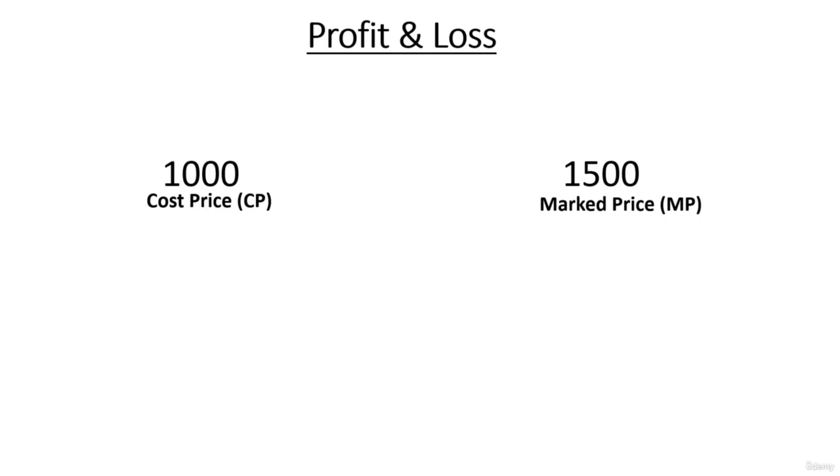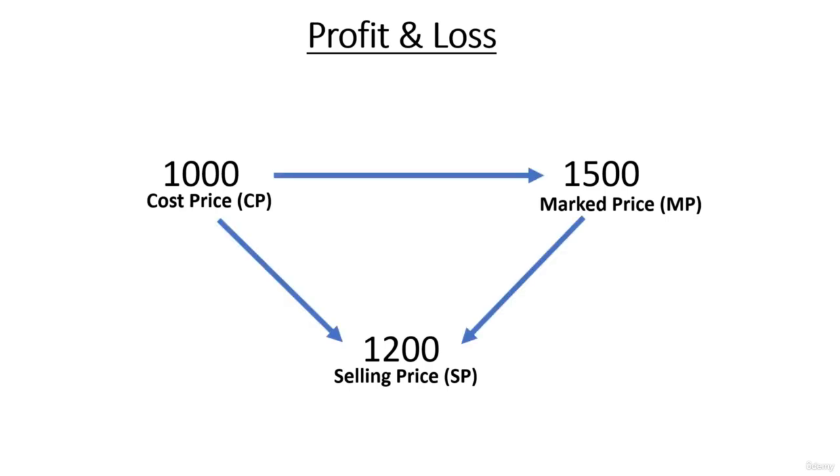Now, due to some negotiation, probably, he had to sell it at 1200 rupees actually. So this 1200 is the selling price. If we understand the entire transaction, there are three parts involved: the cost incurred by the person, the intended selling price, and the actual selling price. And this is all you need to know to answer questions based on profit and loss.